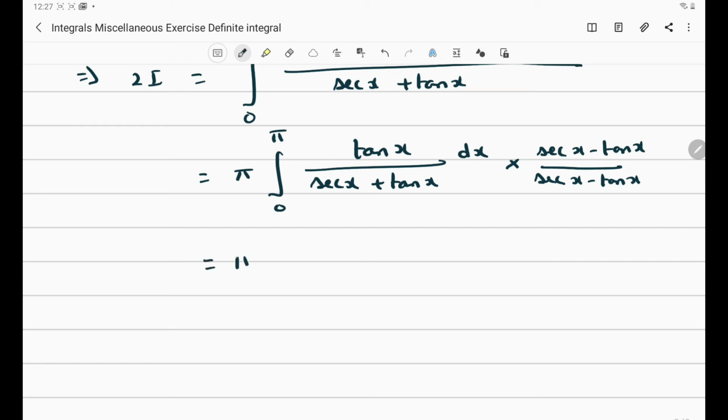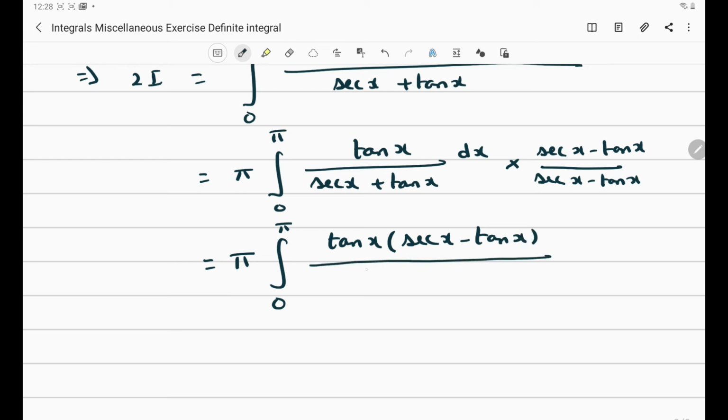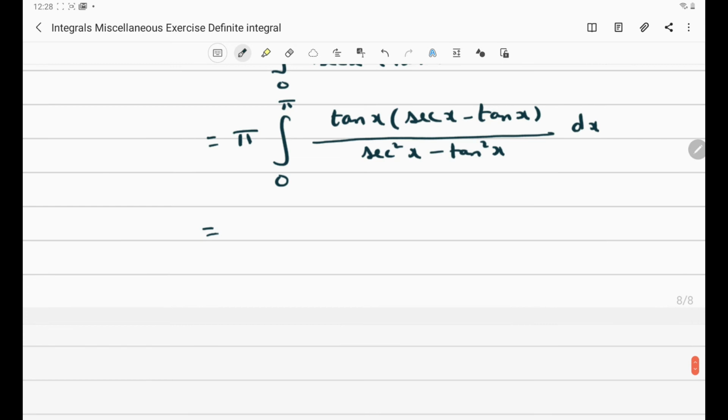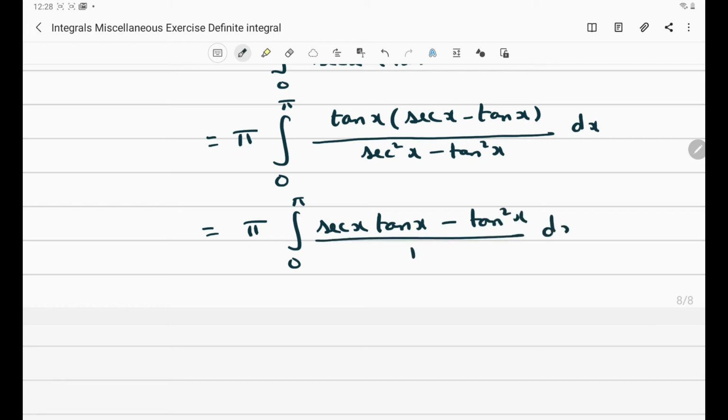So we get this as pi into integral 0 to pi tan x into secant x minus tan x by secant square x minus tan square x dx. This will be pi times integral 0 to pi. So the denominator is 1, and we get secant x tan x minus tan square x divided by 1 dx.